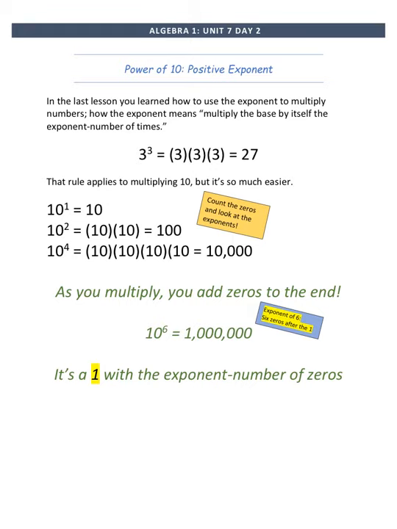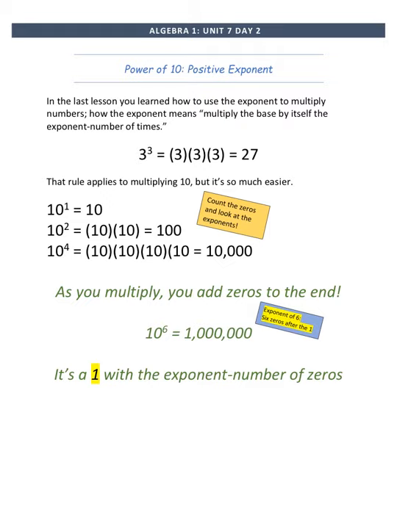Alrighty, power of 10. This actually gets kind of fun. You did learn what an exponent is and how to set it up. Multiply the base by itself, the exponent number of times. Well, of course, the rule still applies to tens, but it is easier. Count the zeros and look at the exponents. Okay, 10 to the 1st power. Well, you know that rule. Anything to the 1st power is itself. That's 10. That's a 1 with 1 zero.